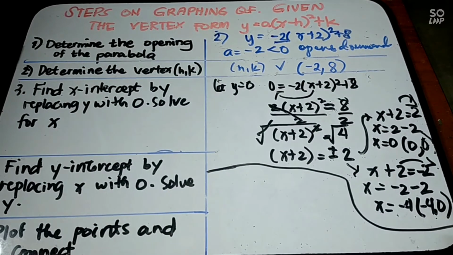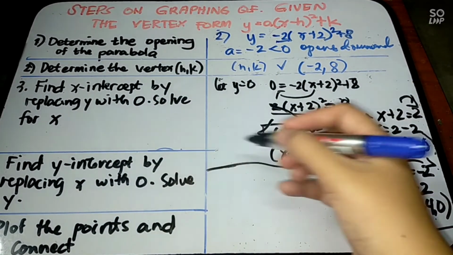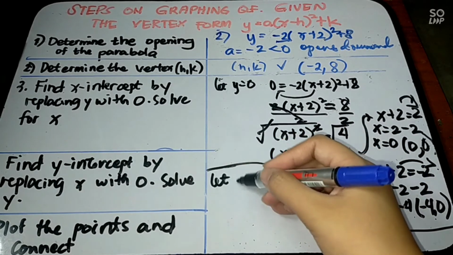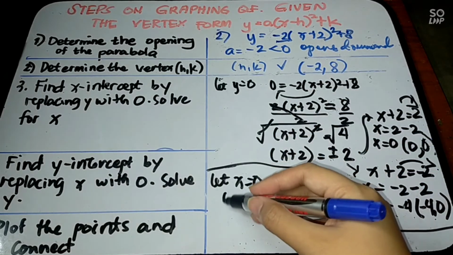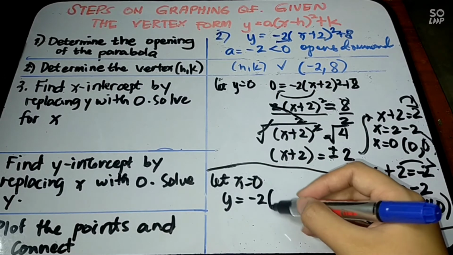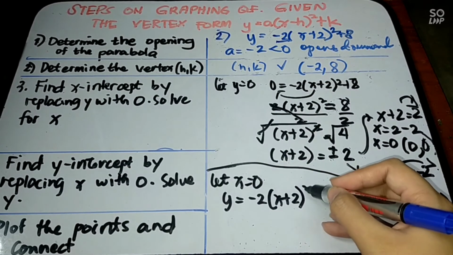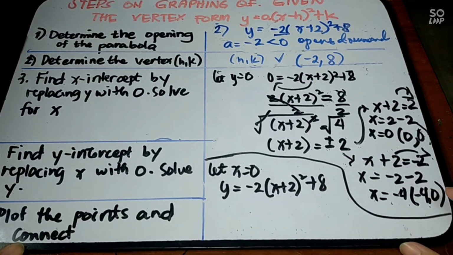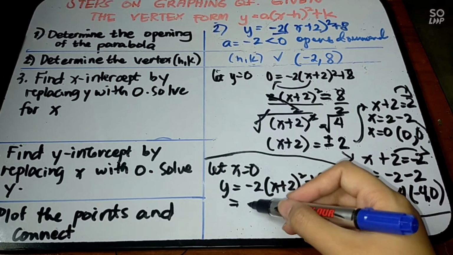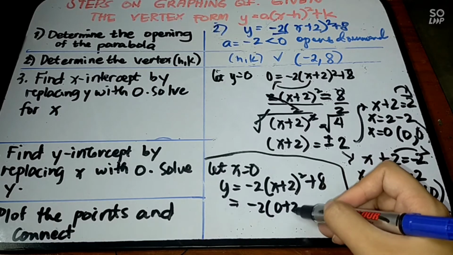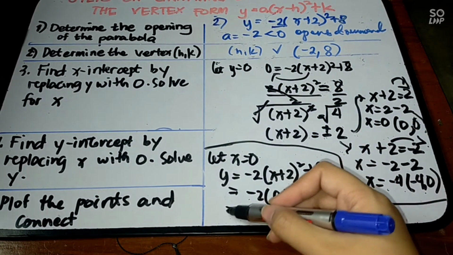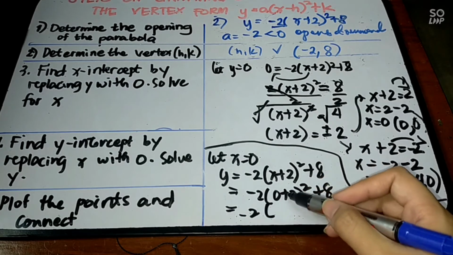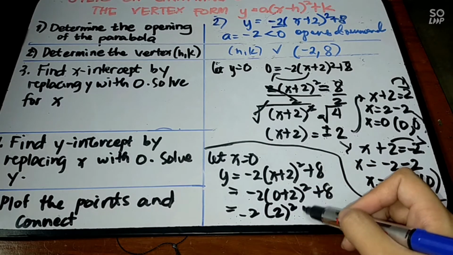Now, let us move with the y-intercept. Find the y-intercept. We are going to let x be equal to 0. So, this is your equation. Y is equals to negative 2 times x plus 2 squared plus 8. Just change x into 0. So, we have here negative 2 times 0 plus 2 squared plus 8. Then solve. So, it is equal to negative 2 times 0 plus 2, we have here 2 squared plus 8.